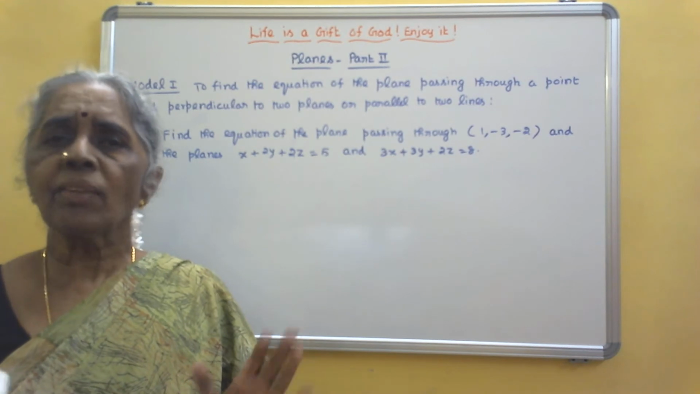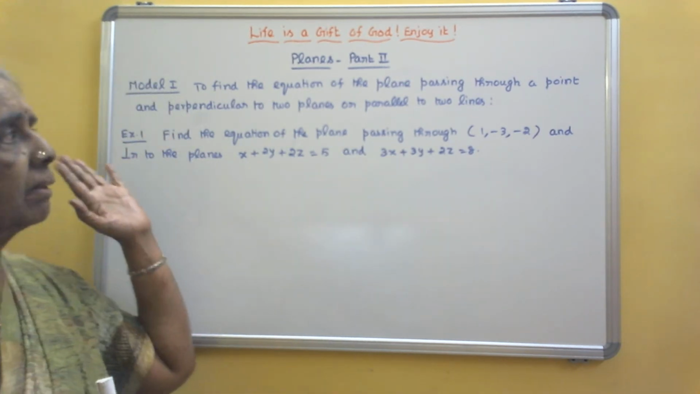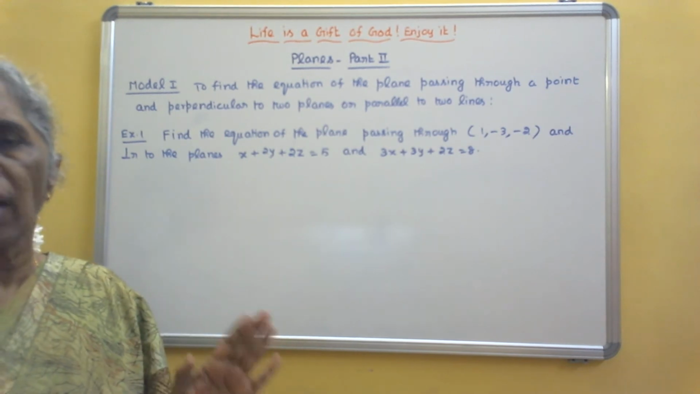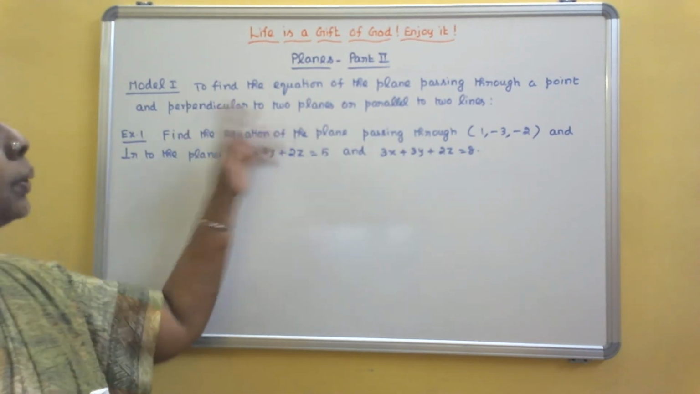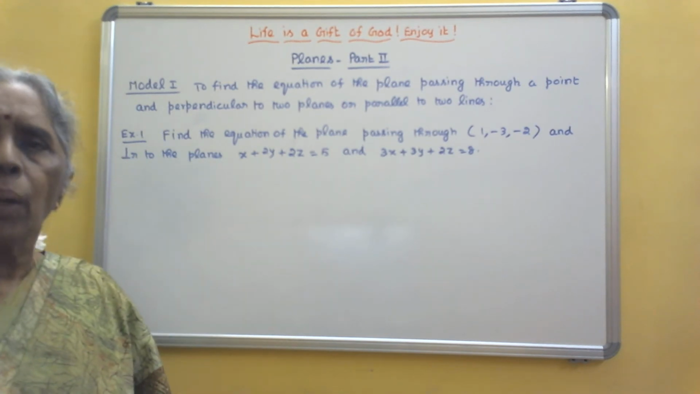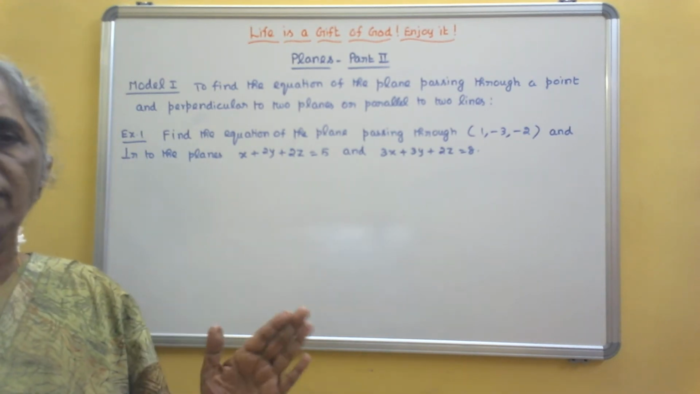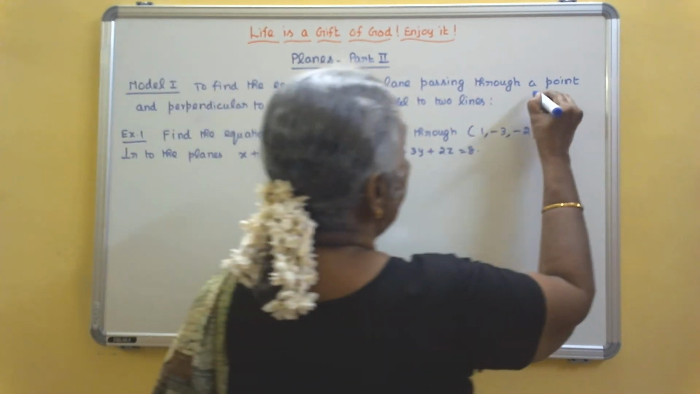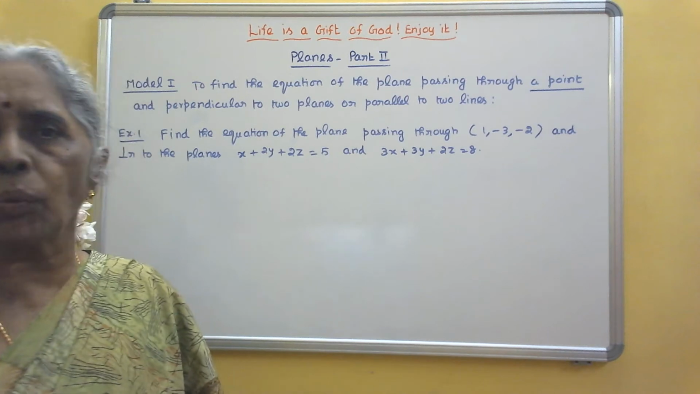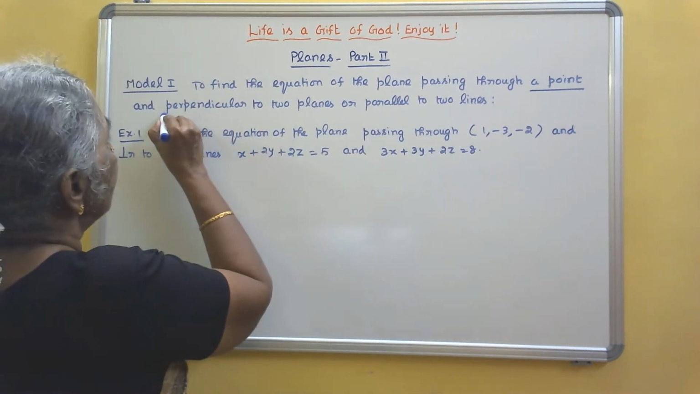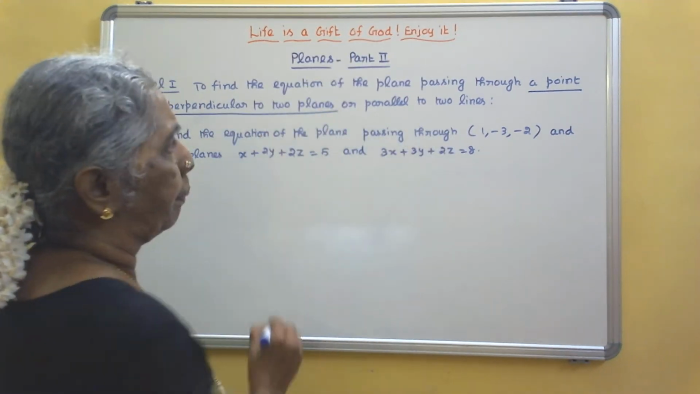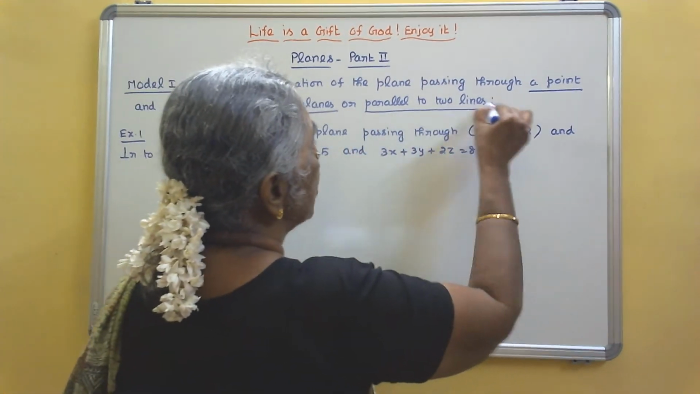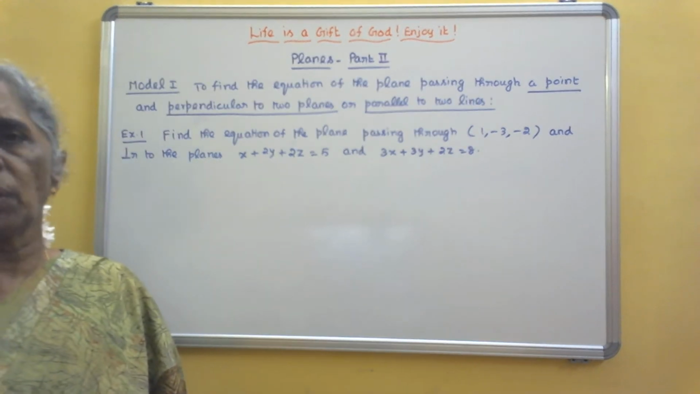Model 1. What is model 1? To find the equation of a plane passing through a point and perpendicular to two planes or parallel to two lines. This I give as model 1, that is the plane passes through one point, they will give you the point. Then they will give you two planes which are perpendicular or they will give you two lines which are parallel. Anyway, the concept is the same.